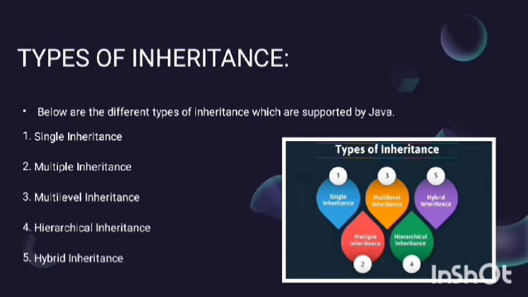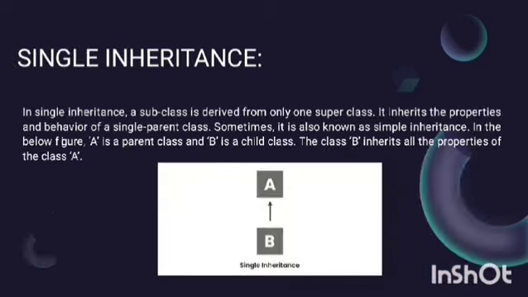So, let's continue the PPT, and our next point is types of inheritance. There are 5 types of inheritance. First, single inheritance. Second, multiple inheritance. Third, multi-level inheritance. Fourth, hierarchical inheritance. And fifth, hybrid inheritance.